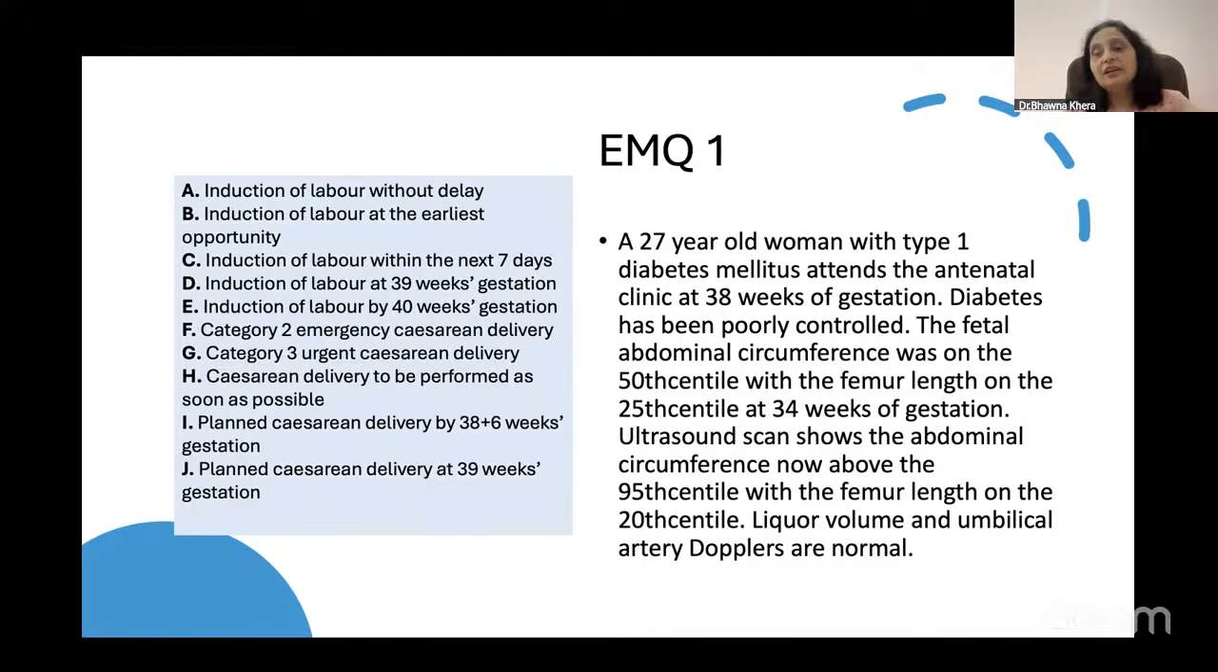That means the type 1 diabetes is improperly controlled and complications have occurred. Liquor volume and umbilical artery Dopplers are normal. Does this line have any significance in answering this question? No, this is a distractor. Once you look at this, you might think everything is fine, but it is not. RCOG added this so that you think it's okay, but it's actually not okay because macrosomia has already set in. So what is the correct option here?